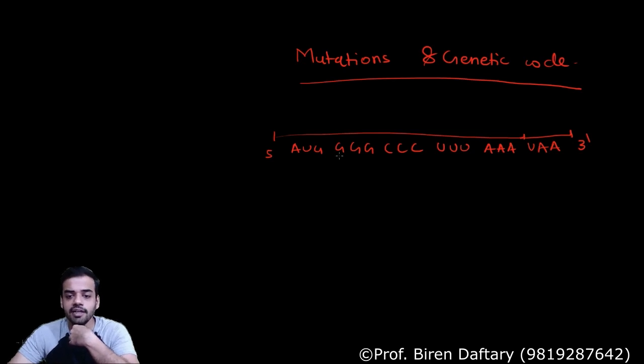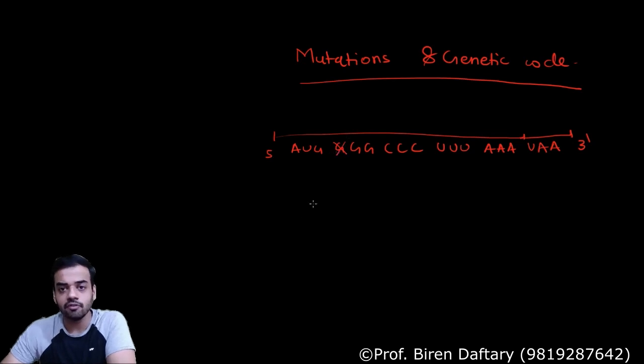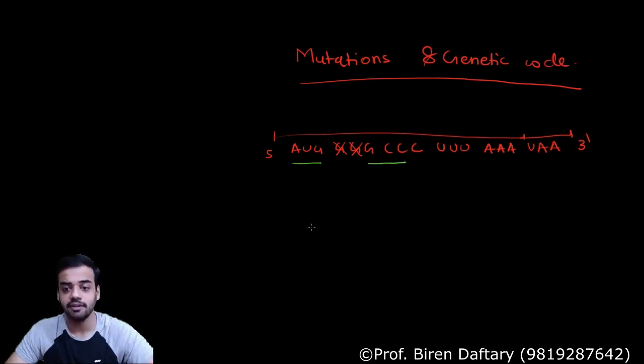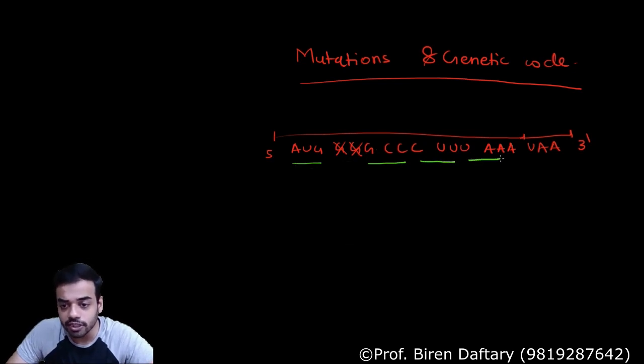Now, what is mutation? Suppose I remove this G from here, I delete this G, this is called deletion. Suppose I delete two G's. When I read from 5 to 3, how will I read it? Just see. The first frame is going to be this AUG. Now these two have been deleted, so the next frame is going to be GCC. The third frame is going to be CUU. The fourth frame is going to be UAA, and so on.